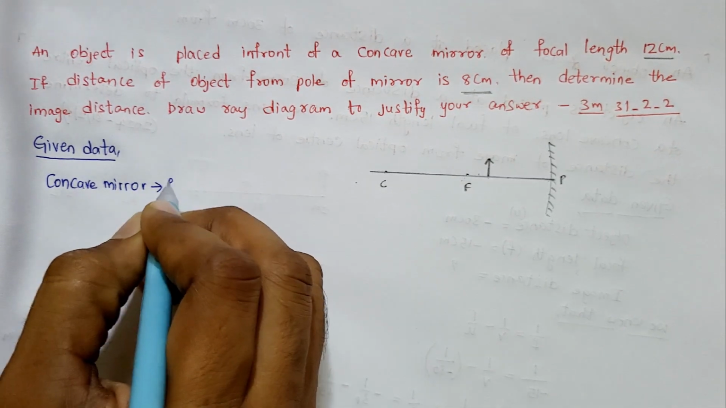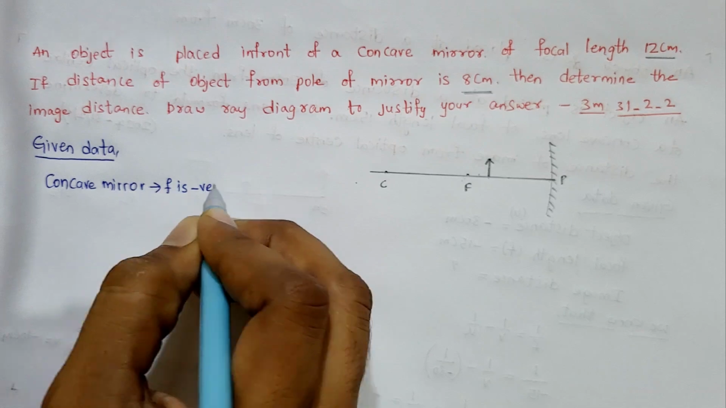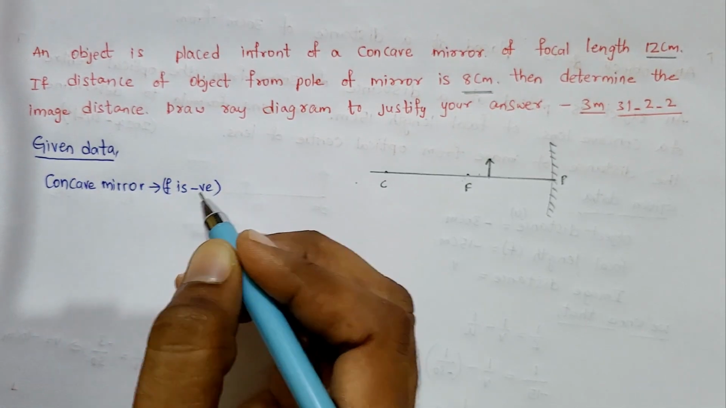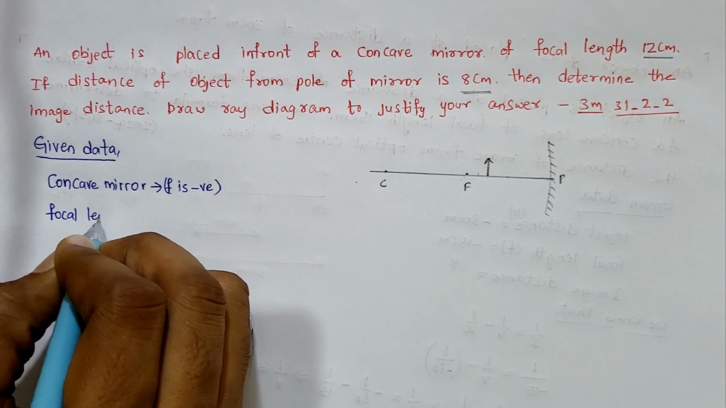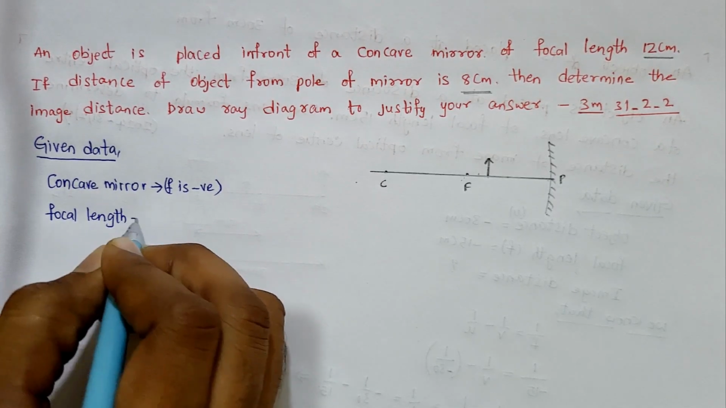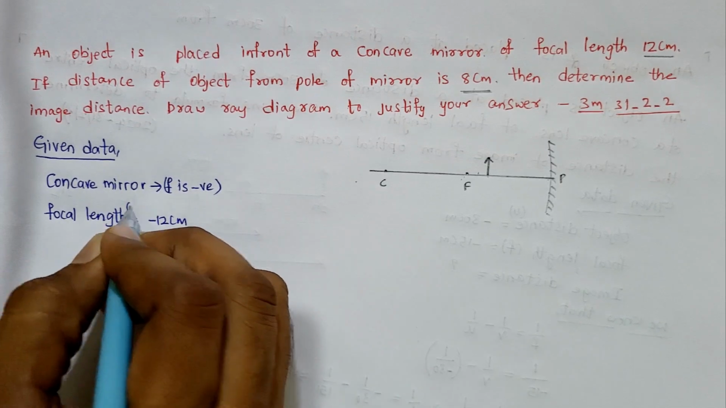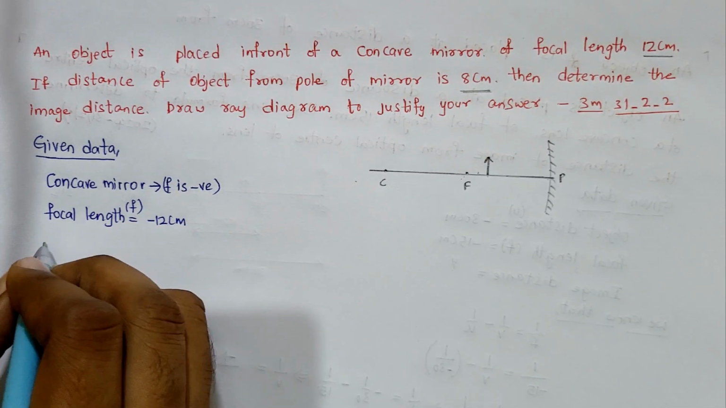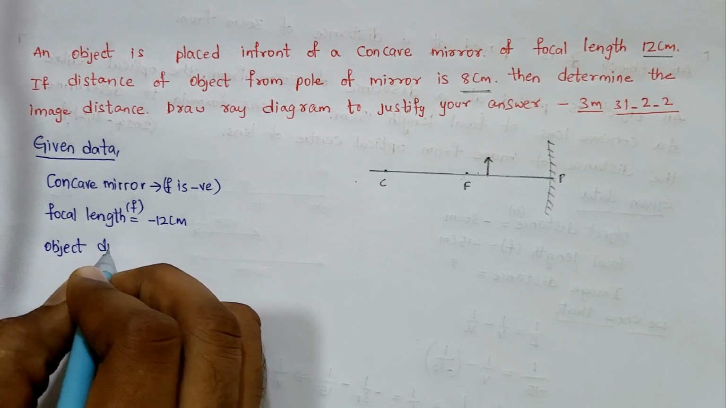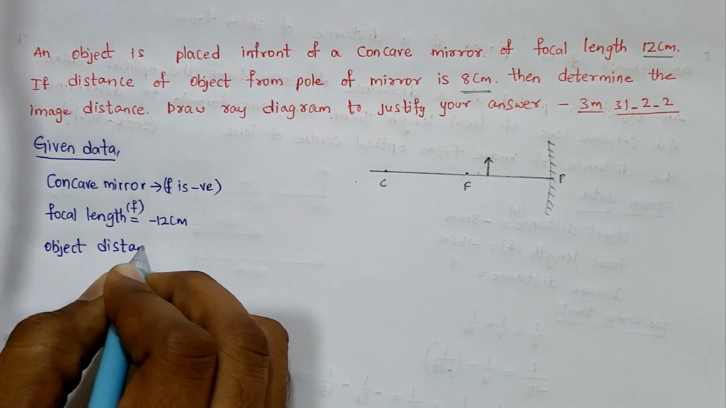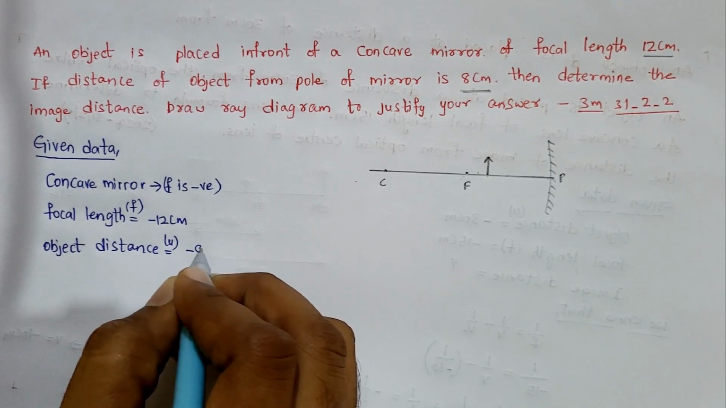So what is concave mirror? Focal length is negative. Now next, what have they given still? They have given focal length. Focal length f is equal to minus 12 centimeters. Focal length is represented by f, and they also gave object distance. They gave object distance u is equal to minus 8 centimeters.